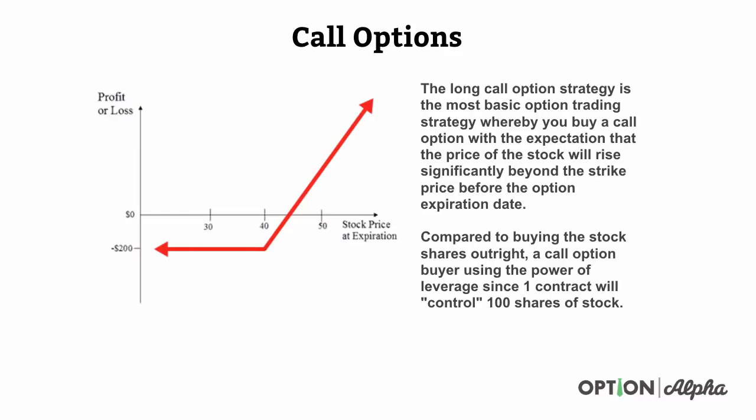a call option. Now, a long call option strategy is the most basic trading strategy whereby you go out and buy a call option with the expectation that the price of the stock will rise significantly beyond the strike price before the expiration date. In this case, the example that we have here is buying a 40 strike call option. So this is where the payoff diagram pivots and moves higher.